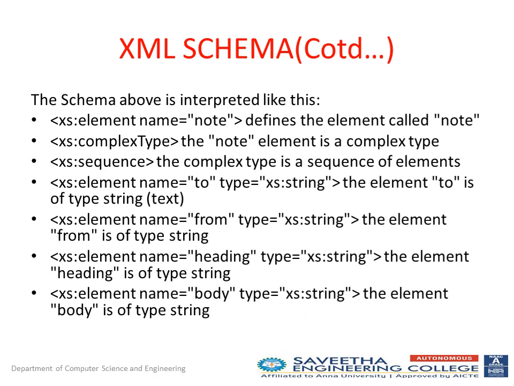XML element name "to", type string, that is the data type. The element "to" is of type string. Similarly, "from" is also the same. Then heading, that is also a string type. Then body is also a string type.